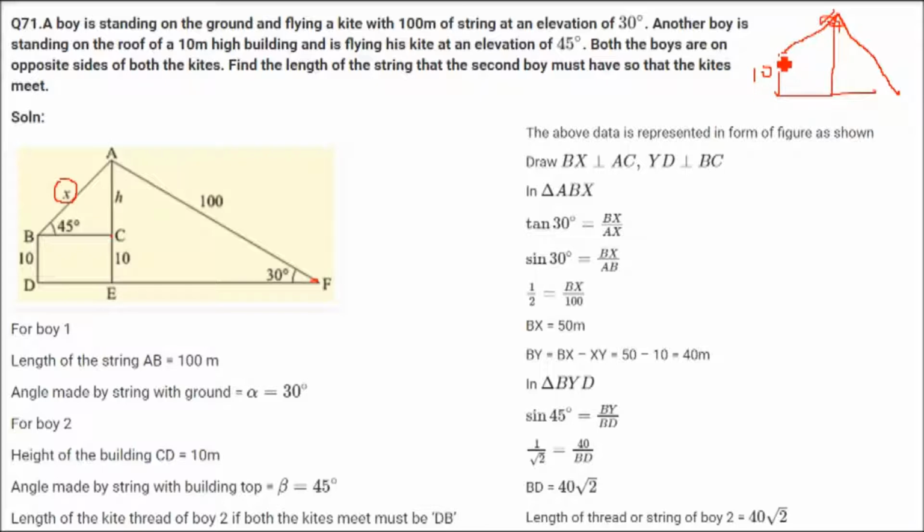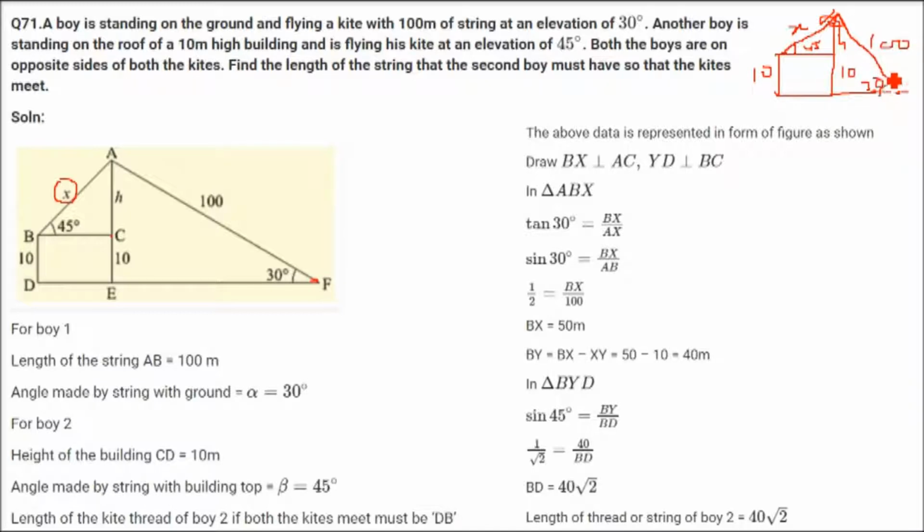Now let me make a line here. This is 45 degrees. This will be 10. This height, let us assume it is h. We want to find out x, the length of this string. So first, this is 30 degrees. In order to find out, first let us take it, because here it is given as 100.